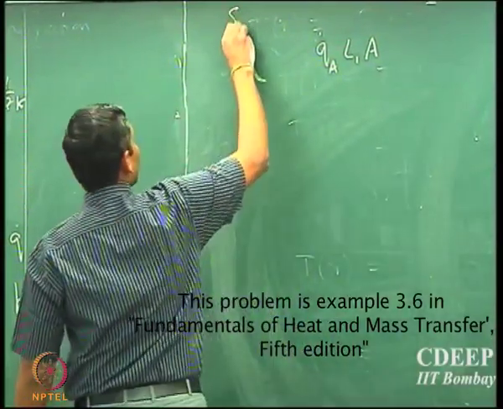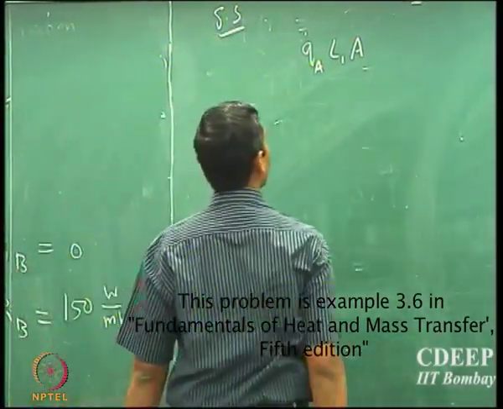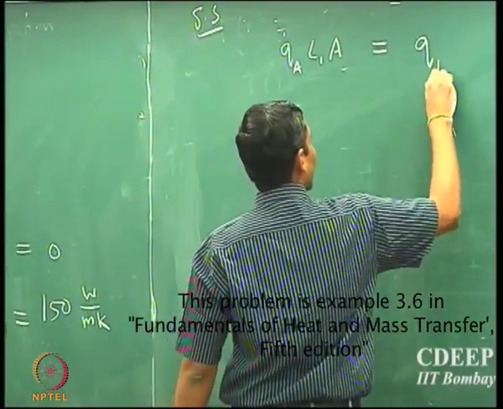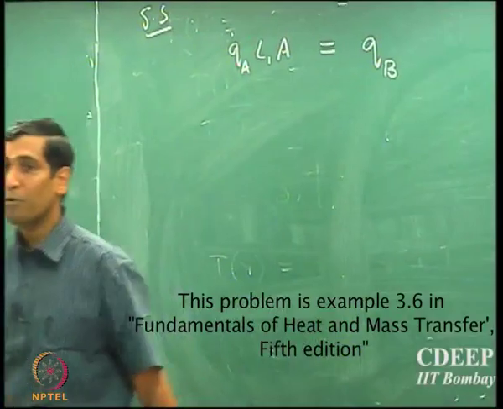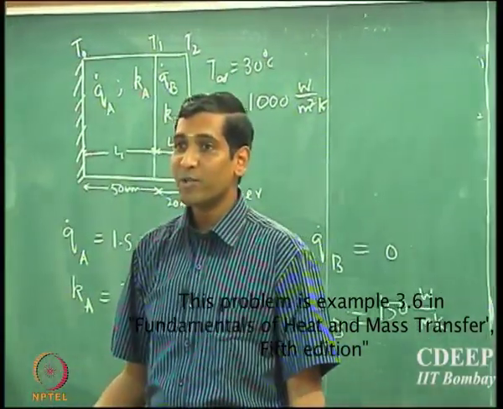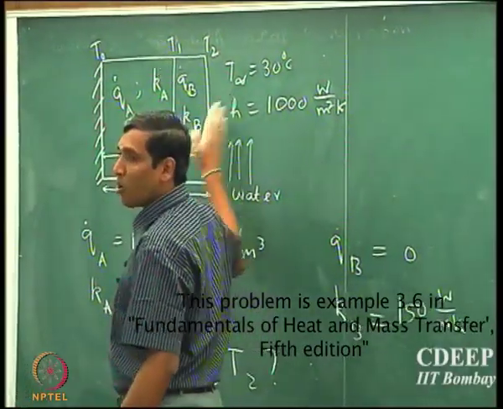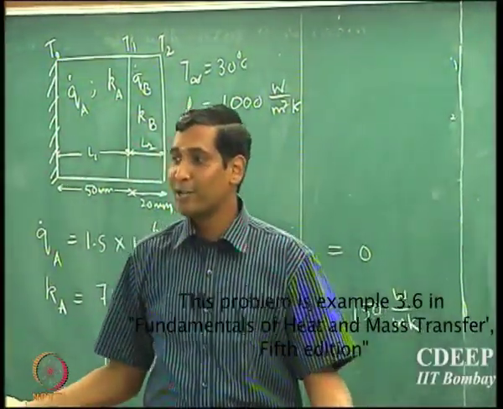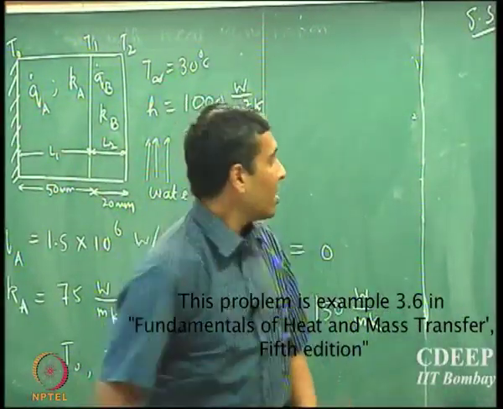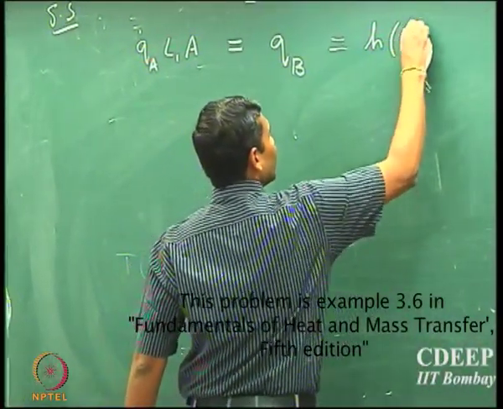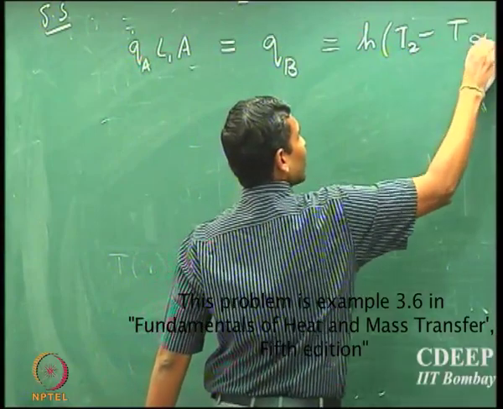If we specify that it's a steady state condition, that's what we've been looking at, that should be equal to the rate at which heat is being transported in slab B, because there is no heat generation there. Whatever comes in here has to go out if the steady state condition has to be maintained, and that should be equal to H into T2 minus T infinity, right?